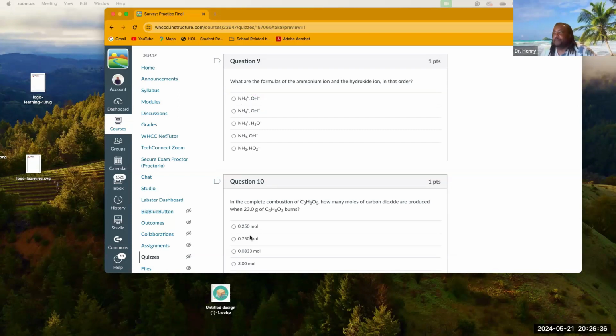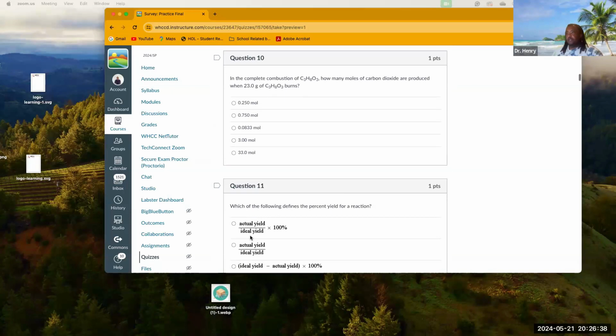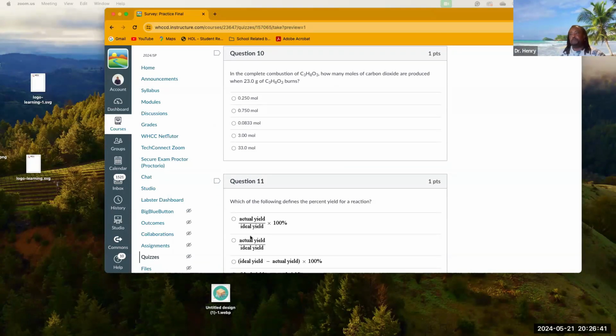Okay, next question. In the complete combustion of C3H8O3, how many moles of carbon dioxide are produced when 23.0 grams of C3H8O3 burns? So we're going to start off with our grams.